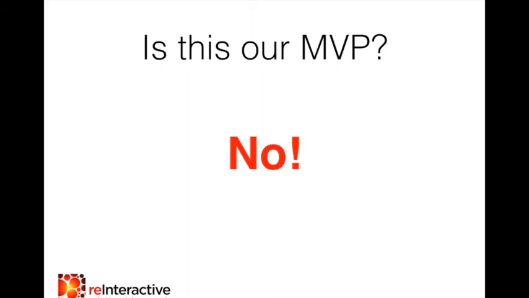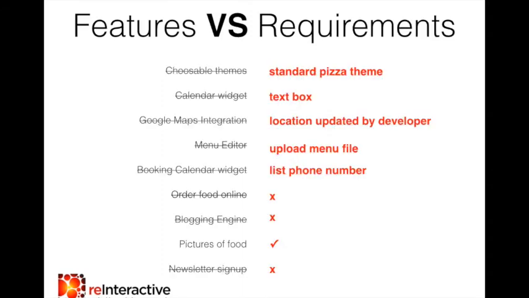Well, no, because a lot of those features could be simplified. If we look at each of those features, we can find simpler alternatives for a lot of them. So, choosable themes. One of the benefits of choosing such a really focused target audience of pizza restaurants is that they're going to have pretty similar requirements with regard to themes. We could just have one theme that makes a really nice looking website for pizza restaurants. So we'll go for one pizza theme, and they don't have to choose it. That's just what they get.